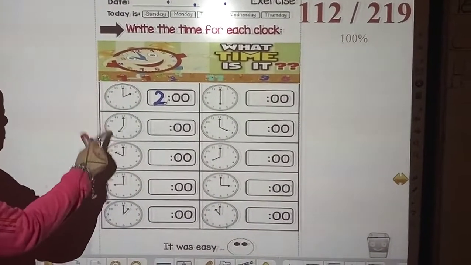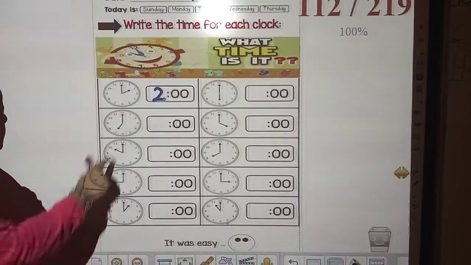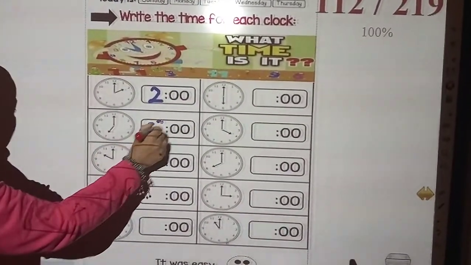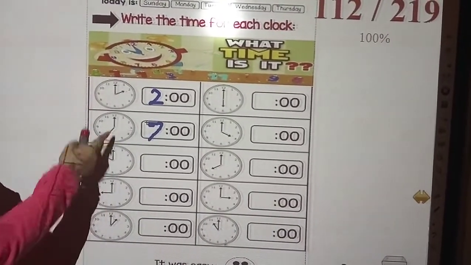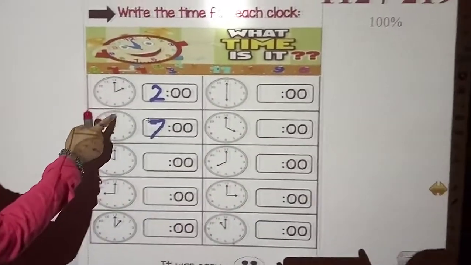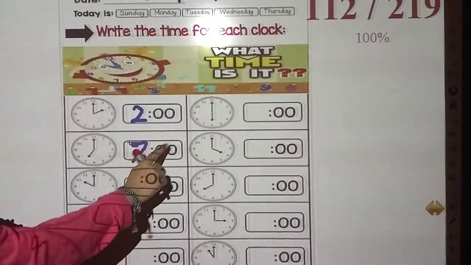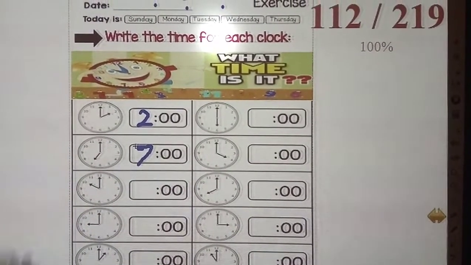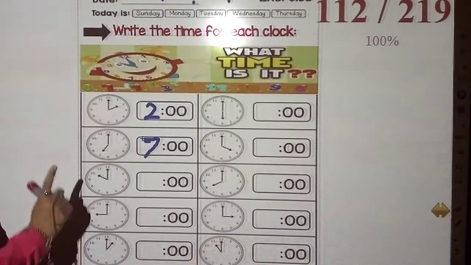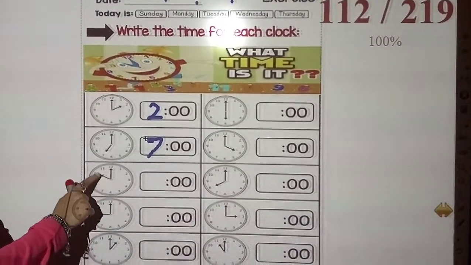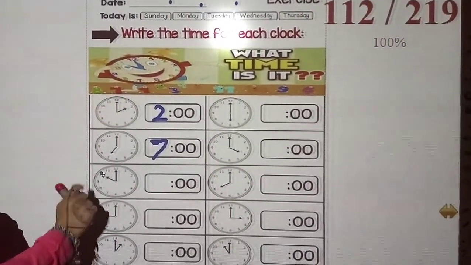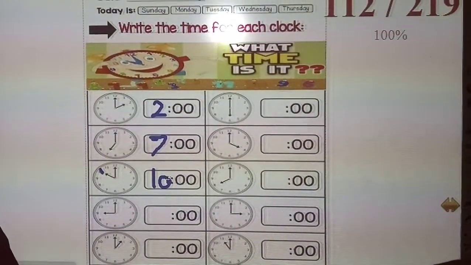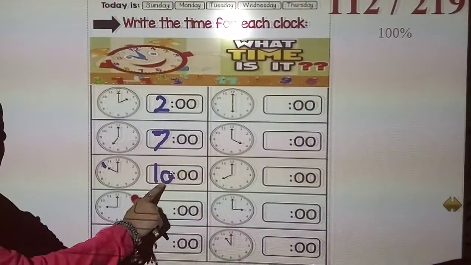Number 2, we have 2 steps. Step number 1, start with the short hand. The short hand points to 7, excellent. And the long hand points to 12, means 7:00 or 7 o'clock. Number 3, step number 1, start with the short hand. The short hand points to 10. And the long hand points to 12, means 10 o'clock.